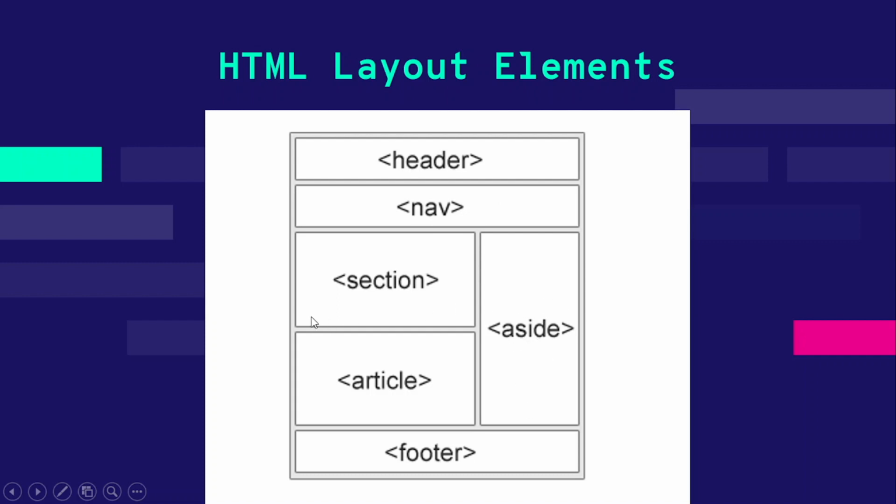This can come here, this can also come here in the left direction. And then at the bottom we have a footer element. These are all semantic elements which are used to create the layout of a web page basically.